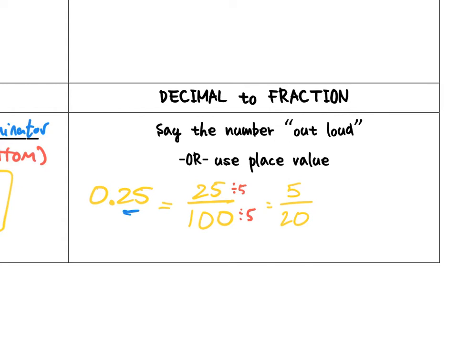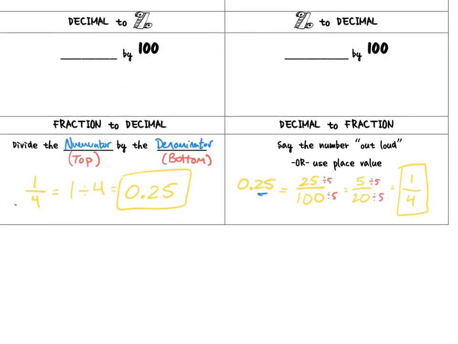Now, here's what happens sometimes, and I did this on purpose. You are not done reducing. Does 5 go into 5 and 20? Yeah, it does. So guess what you got to do again? Divide both of them by 5. 5 divided by 5 is 1, 20 divided by 5 is 4. That's your answer, 1/4.